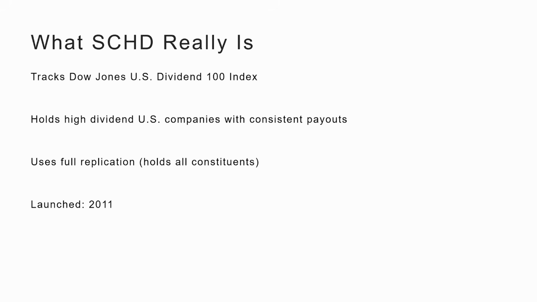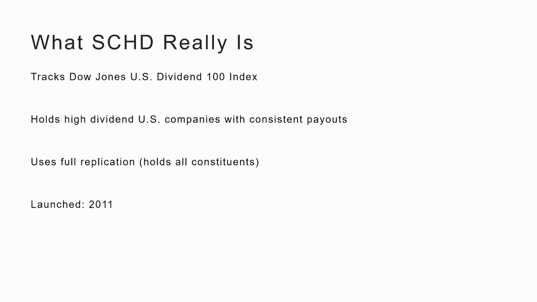So the index is built around one core idea: only hold US companies that have proven they can be reliable and pay sustainable dividends. So SCHD isn't trying to predict the next big tech winner. It isn't chasing momentum. It isn't trying to beat the market with clever tricks. It's built on rules, not opinions.